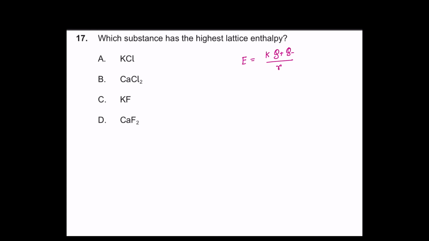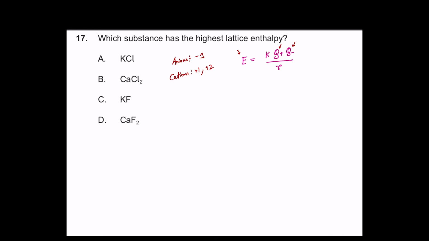So we can actually get the lattice enthalpy values from this formula. Q positive is the charge of the cation and Q negative is the charge of the anion. So if you have more charge on the cation or anion, the lattice enthalpy will be more. In all the cases, anions have a charge of -1. Cl minus, F minus, both are -1. But cations, for K, it is +1 and for Ca is +2.